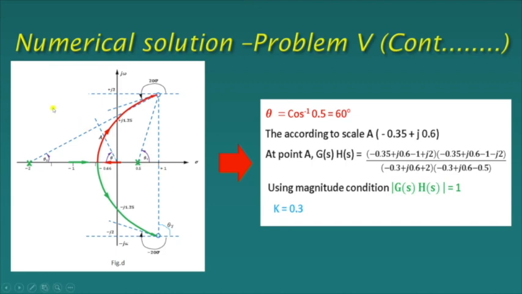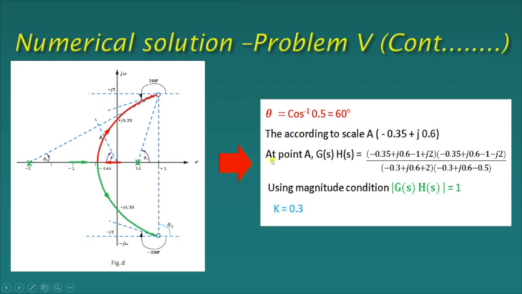Then this line intersects the root locus at point A. According to this scale, find the point A in the root locus. So this is the x-axis point, and this is y. That means this is the imaginary part and this is the real part. So from this scale, the real part is minus 0.35 and the imaginary part is j 0.6.